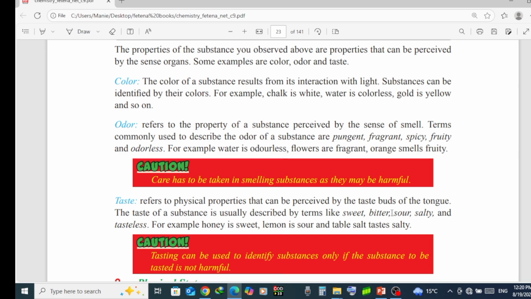Tasting can be used to identify a substance only if the substance to be tasted is not harmful. Therefore this is the other part of physical properties that we have to take into understanding.